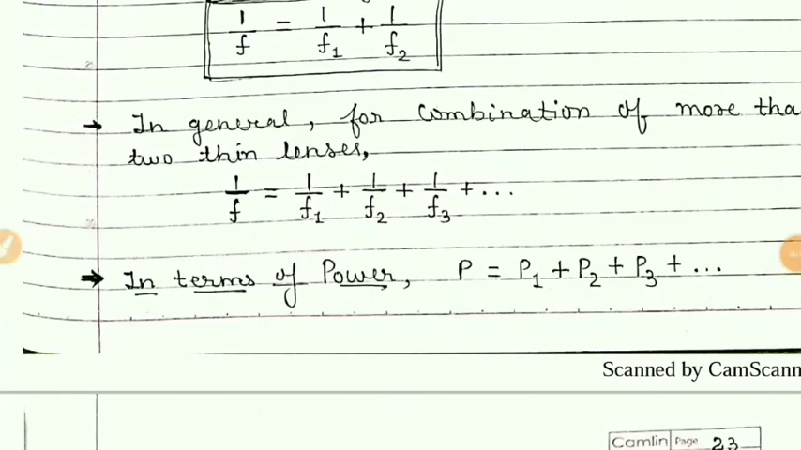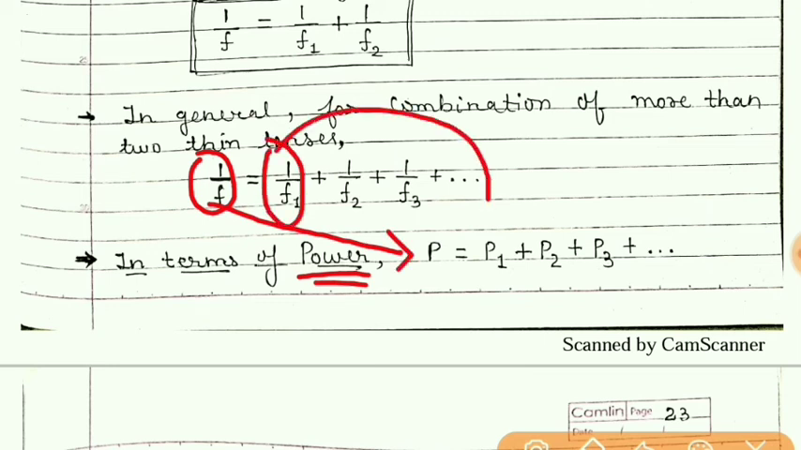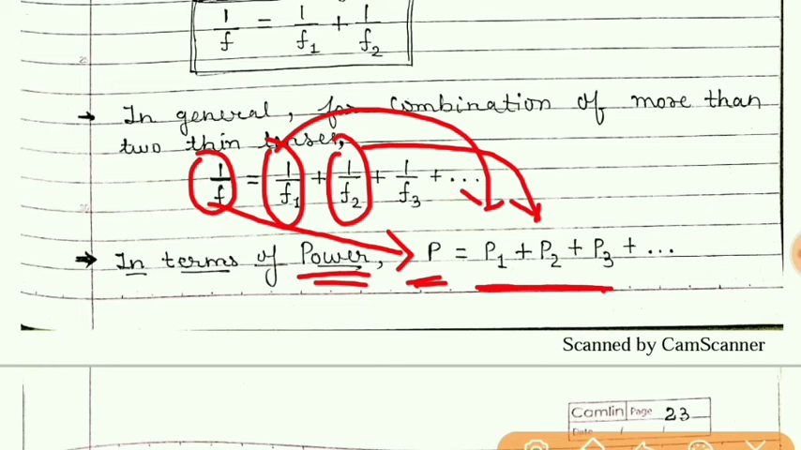Now about power in combination of two or more than two lenses. Students, what is 1 upon F? 1 upon F is P. So what is 1 upon F1? P1. Similarly 1 upon F2 is P2 and so on. So the power of the lenses goes on adding, meaning power will increase if the lenses are combined.